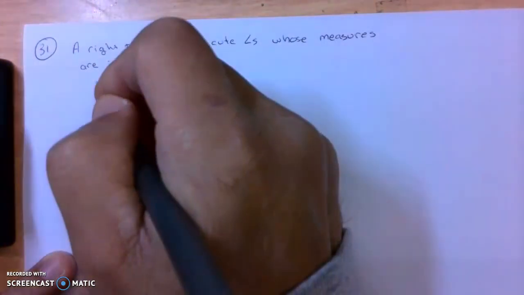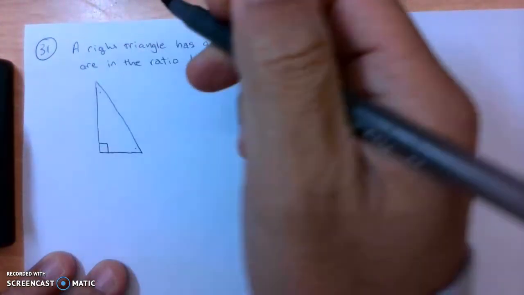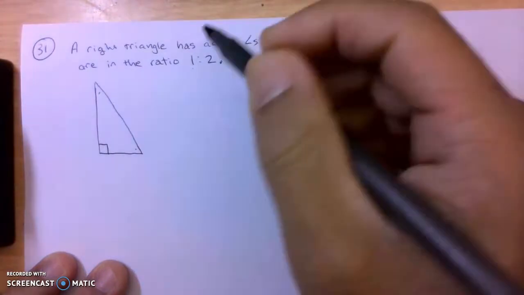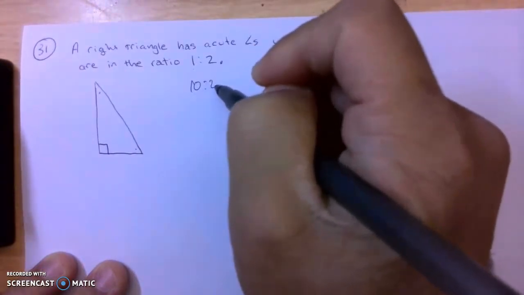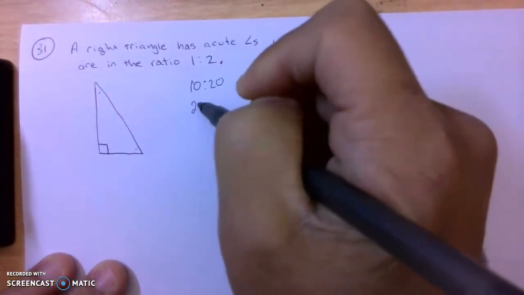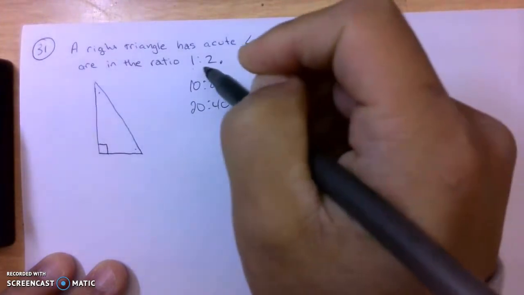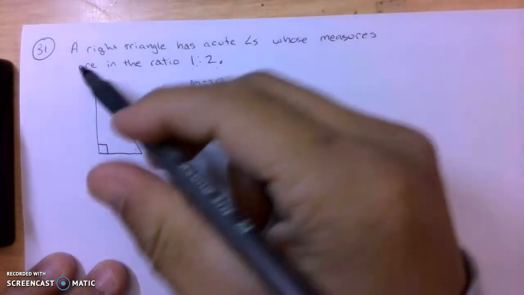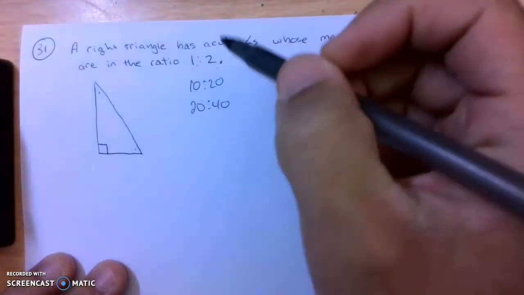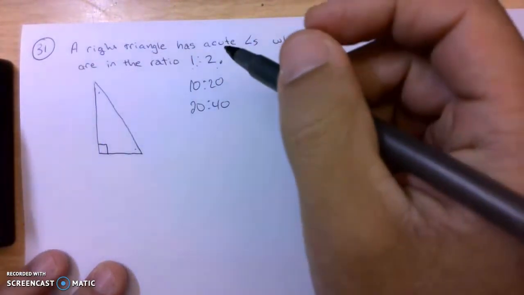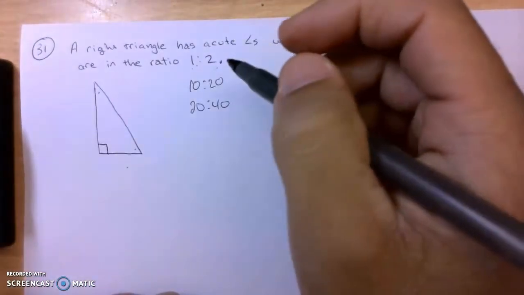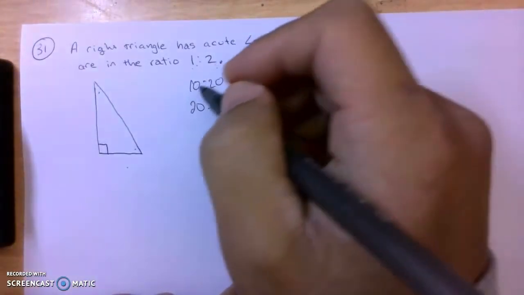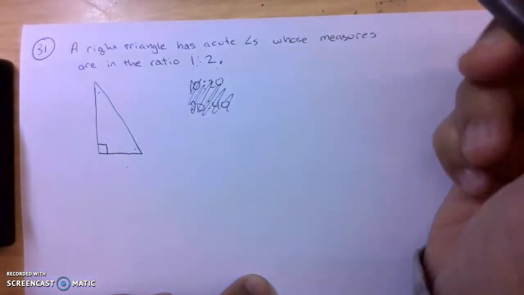And we're not saying 1 degree, 2 degrees. We are saying they are in a ratio of 1 to 2. So maybe it's 10 to 20. Maybe it's 20 to 40, but if you reduce it, it reduces down to 1 to 2. Now you can guess and figure out what the angle is, because ultimately all angles inside a triangle add up to 180. Or you can give yourself a variable.